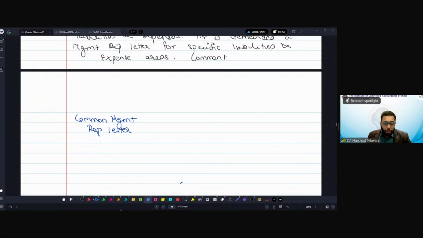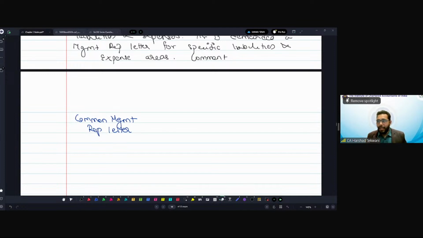Correct, Sumit. So all joint auditors should be aware of what representations we have received from the management. Clear? Any doubt till now? Any doubt? No? Okay.